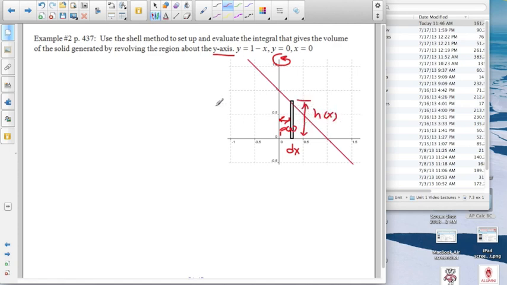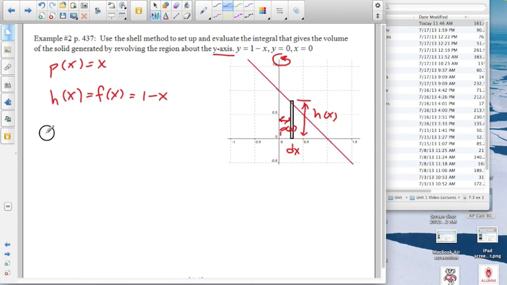And so from the diagram here, we know then our p of x is just the coordinate x. It's just measured right from the y-axis, which is the x equals 0 location, and our h of x happens to be the function because it starts at the x-axis and goes up to that red line, and that red line is 1 minus x. So we know the h of x is 1 minus x.